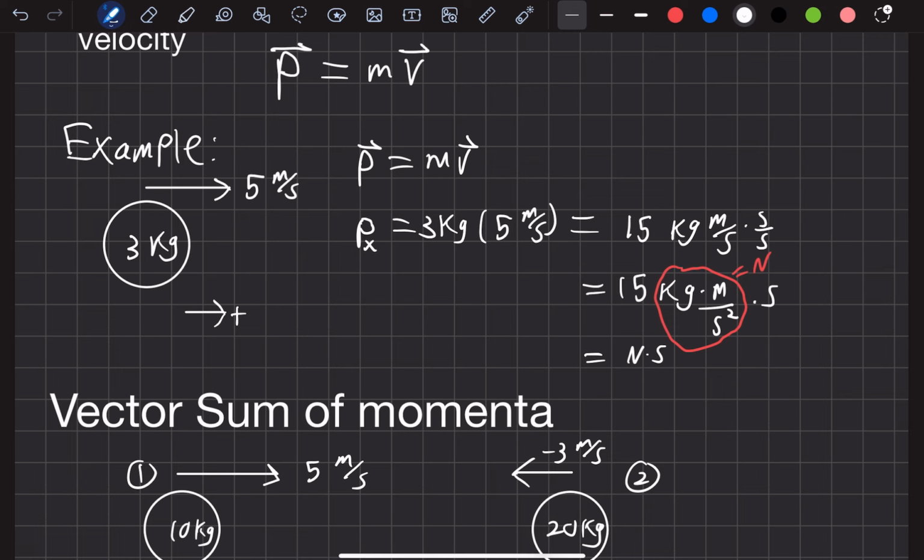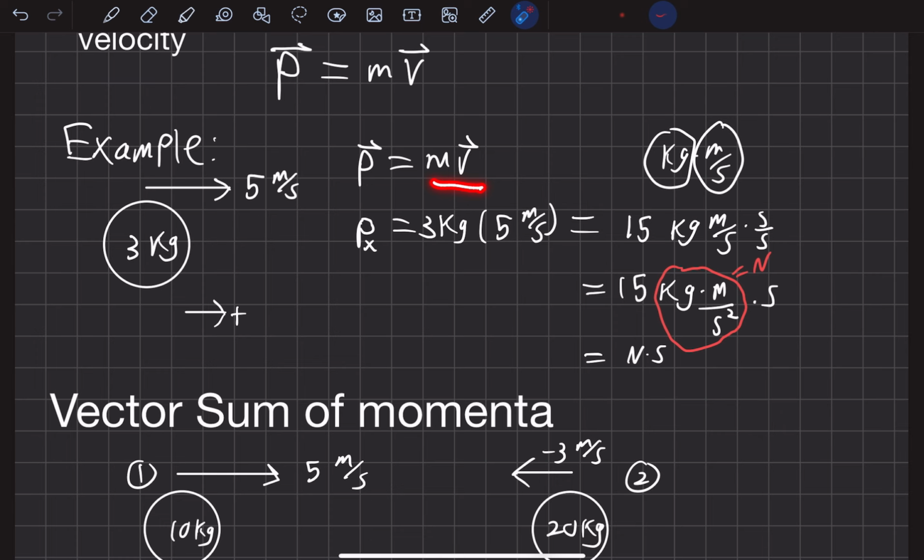The previous one, kilogram times meter per second, gives us a clue about what momentum is in terms of the equation. We have a mass unit and we have a velocity unit. So we have a mass unit times a velocity unit. So it's probably some kind of mass times some kind of velocity. Sure enough, that's what the equation is, mass times velocity.